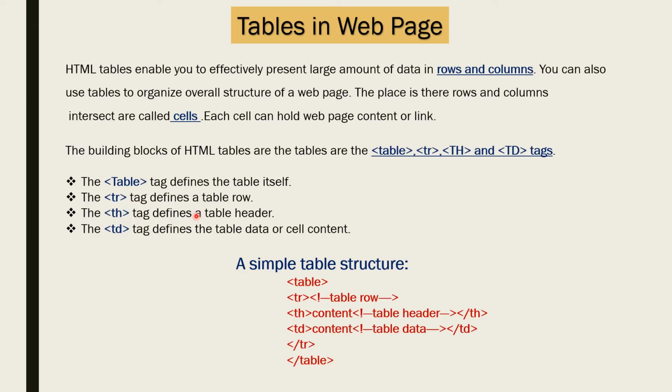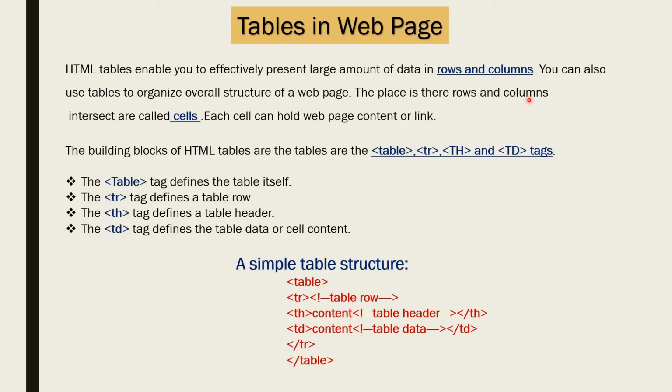As you know, HTML tables enable us to effectively present large amounts of data in rows and columns. If we see our Excel sheet, an Excel sheet is a kind of table only. We don't have to create the table; we already get the worksheet that has rows and columns. In the same way here, but here we have to create the table that will help us present and organize the overall structure of a web page.